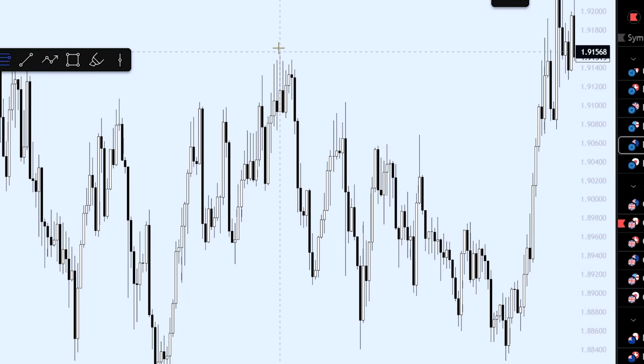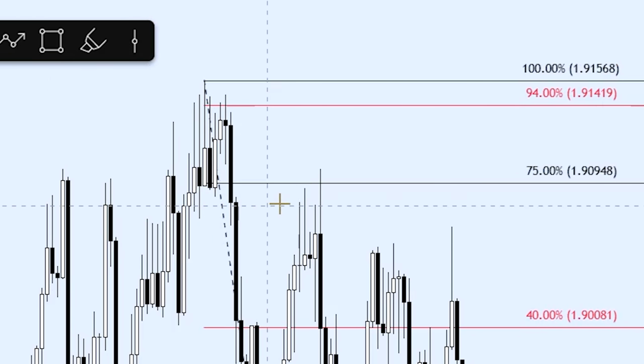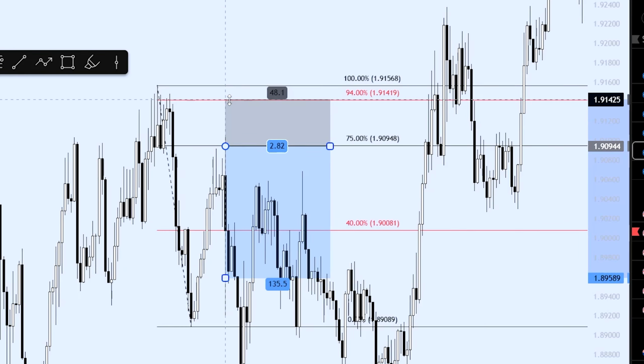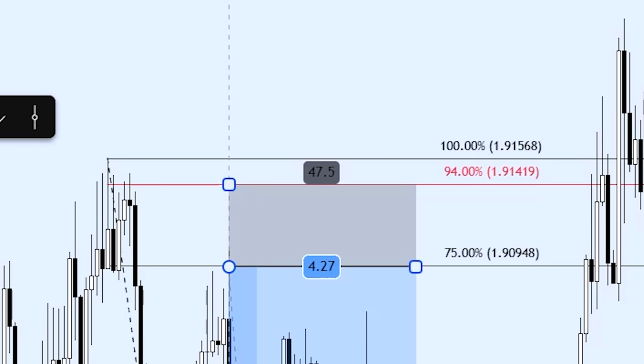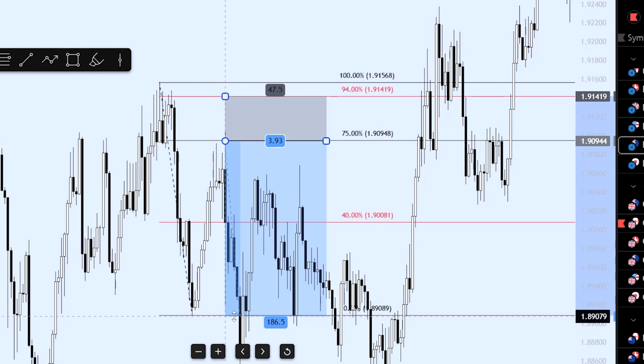We take the Fibonacci tool, and as you can see, when we reach the 75%, I will enter with a stop loss at the 94%. It's not a magic number, it's because I will reach 1 to 4.